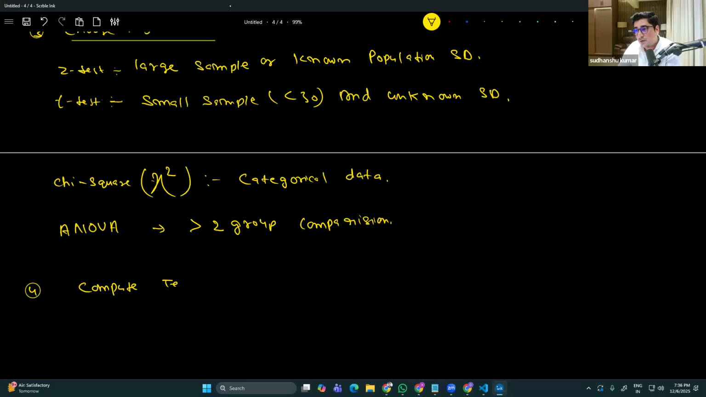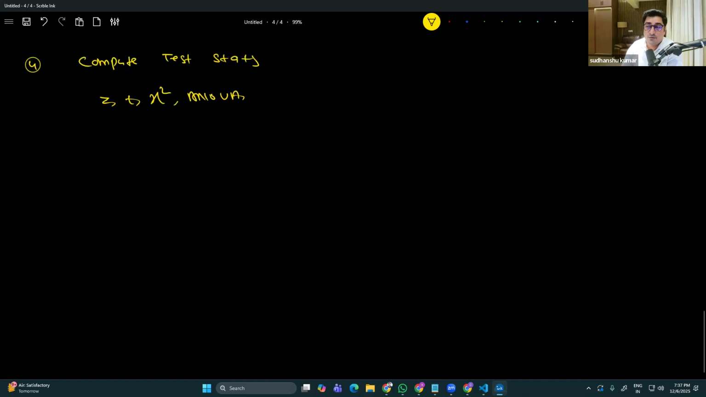compute test stats. So whether you are going to choose maybe Z, or T, maybe chi-square, or maybe analysis of variance, ANOVA, you have to do a computation of those results, right? You have to do that computation. And then the fifth part.